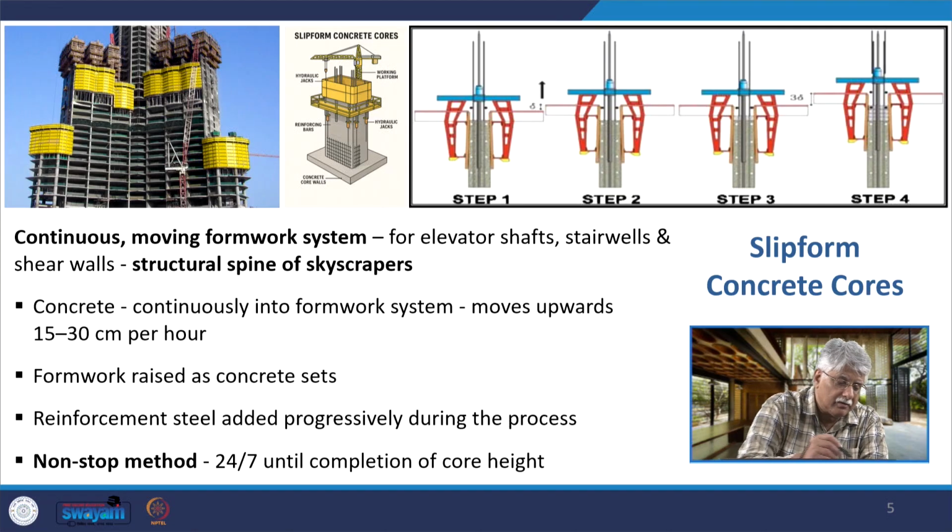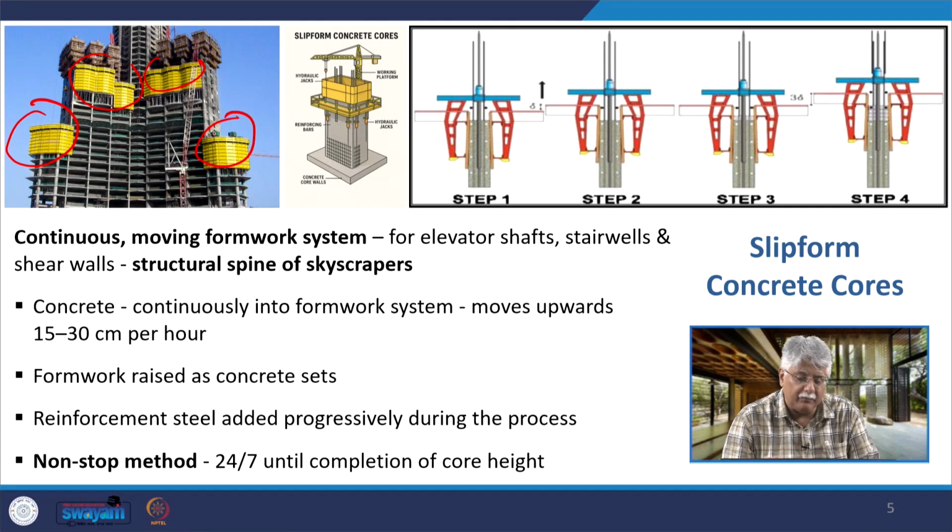And here there is a continuous moving framework that you see the picture of. It is a continuous moving framework for making the elevator shafts and stairwells and shear walls which form the structural spine of the skyscraper. Concrete is poured continuously into the formwork system, which keeps moving upwards continually at about 15 to 30 centimeters per hour and never stops in the middle. When the construction is going on, it runs 24/7 till that particular core is completed.